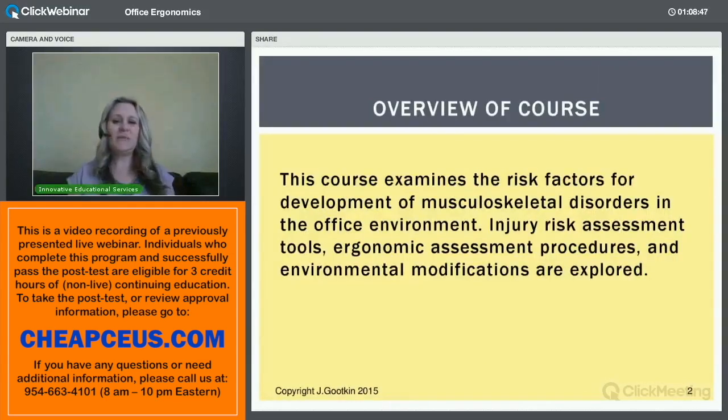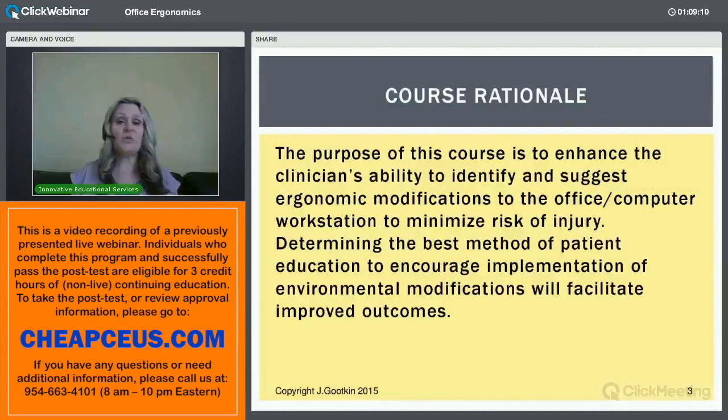Today we're going to talk about office ergonomics. We're going to look at what contributes to the development of musculoskeletal disorders in the office environment and the setup of our workstations. We'll look at various assessment tools that we can utilize to evaluate the risk factors for our patients, and then we'll spend the bulk of our time discussing how we modify the work environment to minimize the risk of injury and then also allow the individual to recover from those musculoskeletal deficits that we're treating.